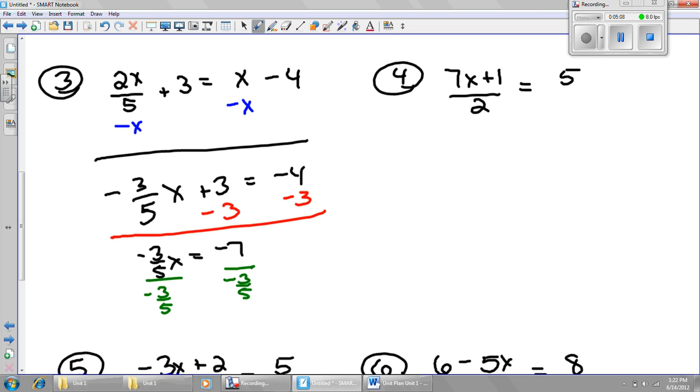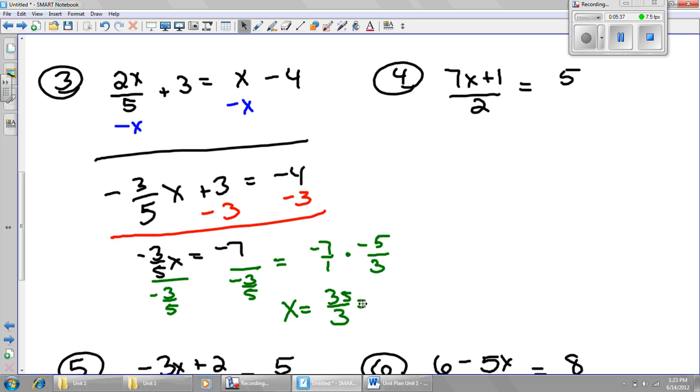By the way, my answer is going to have to be positive, right? Because the two negatives will cancel. But I know this division problem is really negative 7 over 1 times negative 5, oops, over 3, right? Because when I'm dividing by a fraction, I'm multiplying by the reciprocal. So x is going to end up equaling 35 over 3.